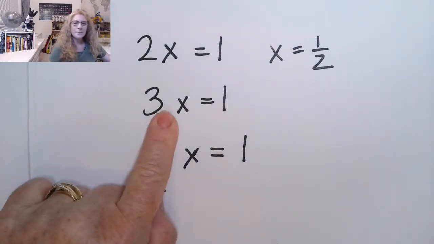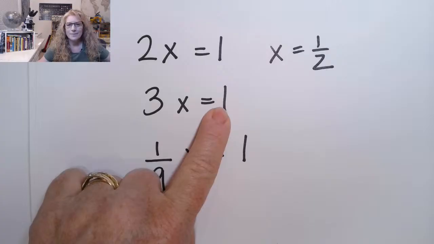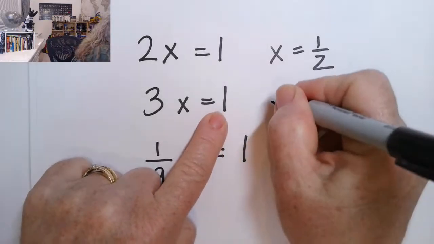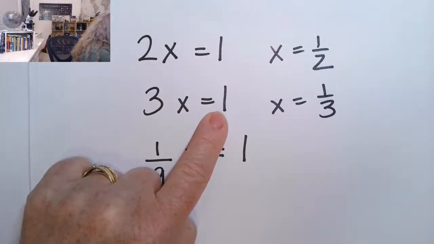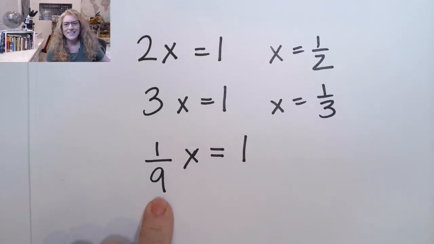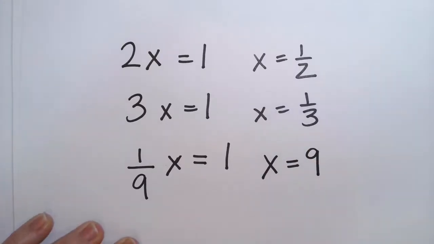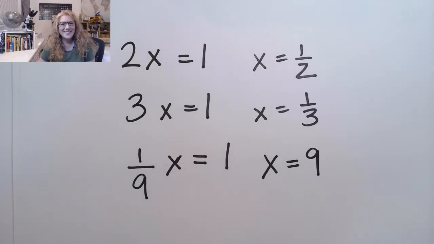What about this one? 3 times something gives you 1. So if you have 3 thirds, are you seeing a pattern here? Good. What about this one? What does x have to be for this one? Did you say 9? Good. So you're actually doing algebra in your head. Isn't that cool?